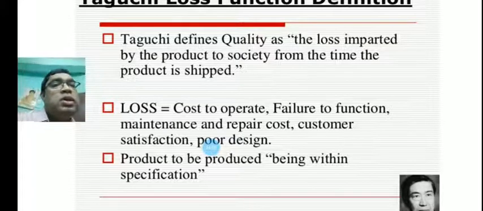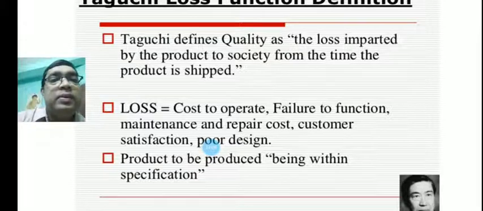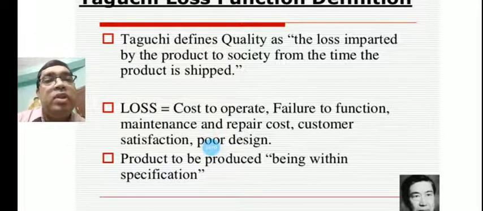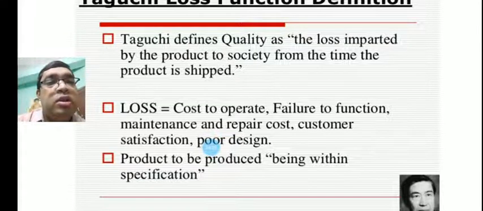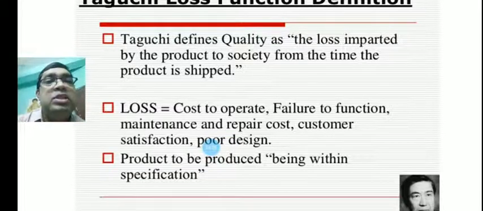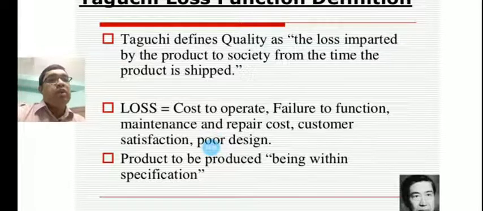Also, with a poor design your customer is not satisfied with your product, the product is not up to the mark, and it does not survive in our society. For this reason customer satisfaction is essential. If your customer is not satisfied, there is a total loss. Sometimes you can see that the proper design is not there, and then loss factors will arise.